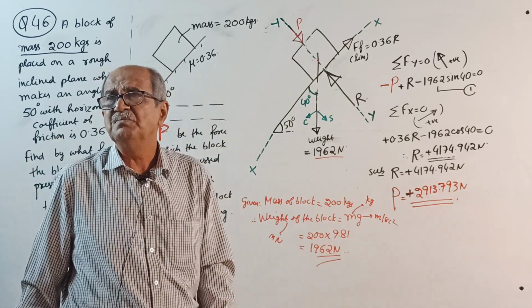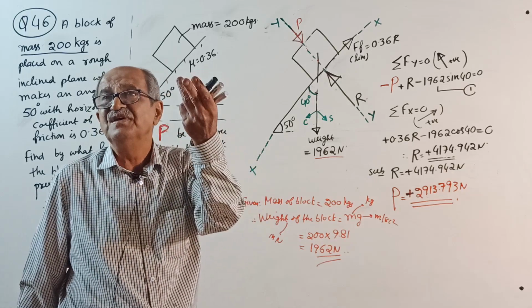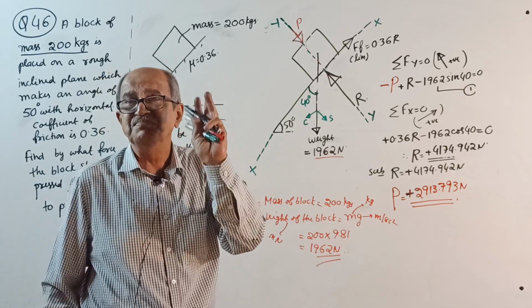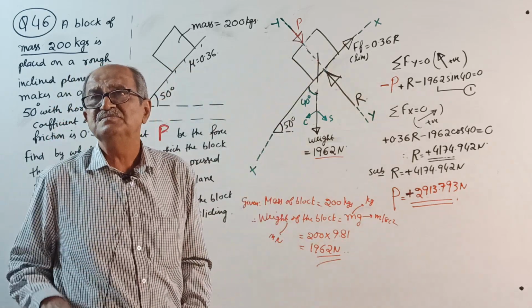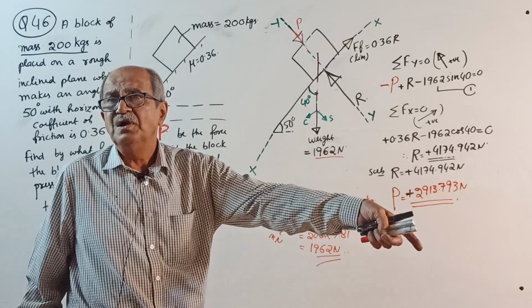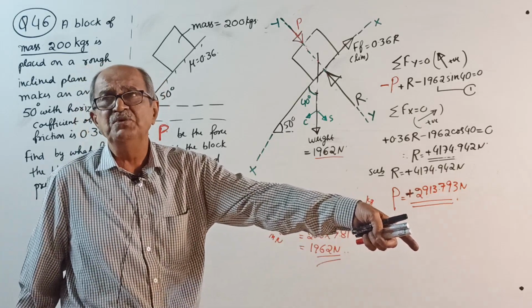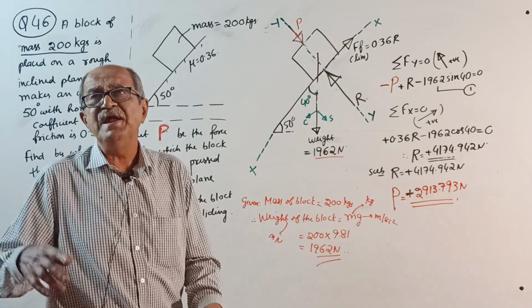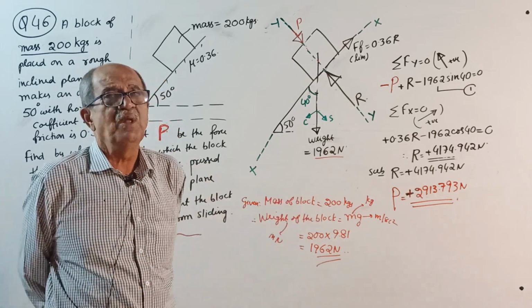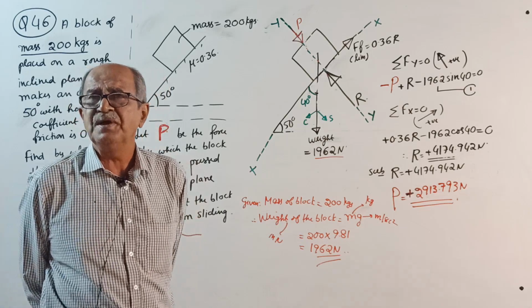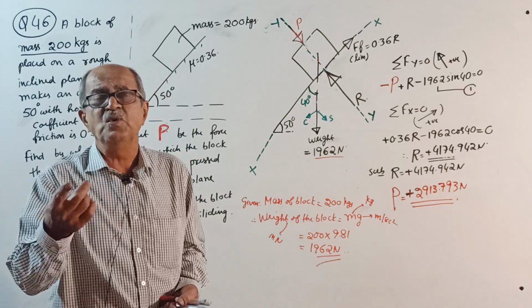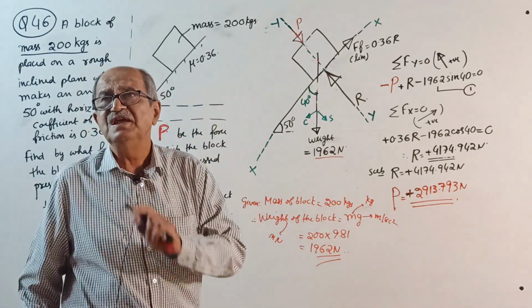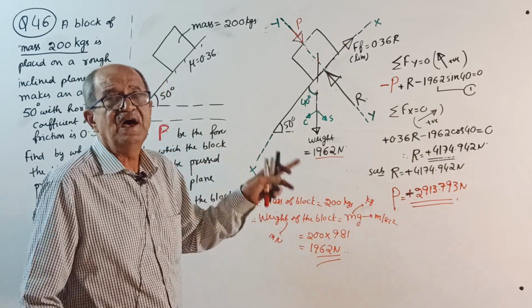But in any question, if they ask what is the mass of the block, then you write, let W be the weight of the block. One question I will give you. W be the weight of the block. Get the weight by usual calculation, weight of the block in Newton. Do the usual calculation, get it. Then write, therefore mass equal to W by g, get the answer. Next question, I will do that one.